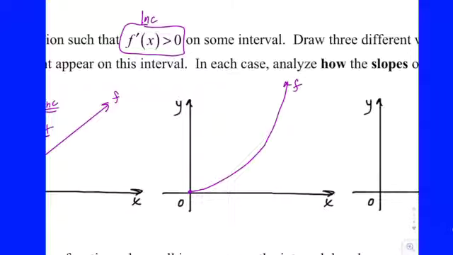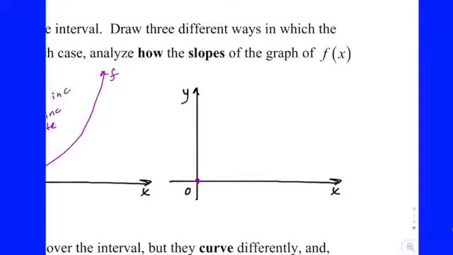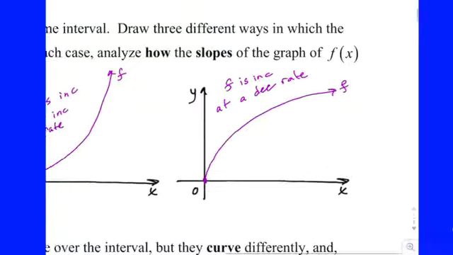That's also increasing. But that one is increasing at a different rate. This one, f, is increasing at what rate? Yeah, increasing at an increasing rate. As you go further and further to the right, the slopes are still positive, but the slopes are getting steeper and steeper. And then over here, you can have it increasing like that. And in this case, if that's f, f is still increasing, but now f is increasing at a what rate? At a decreasing rate.